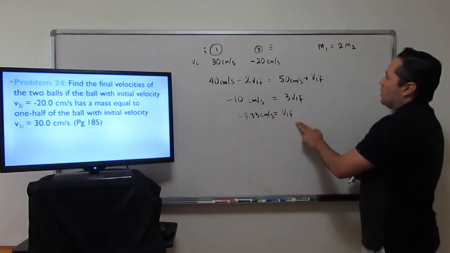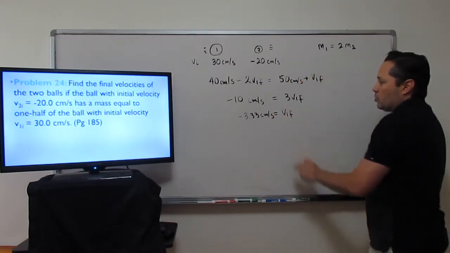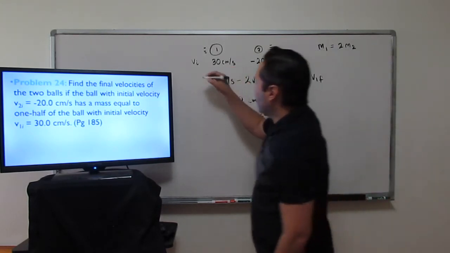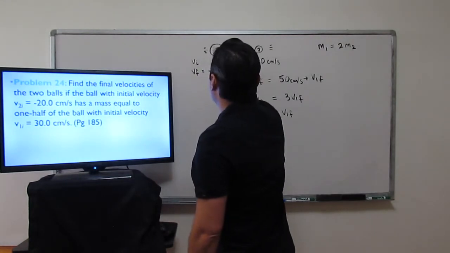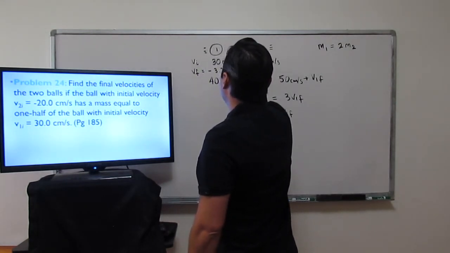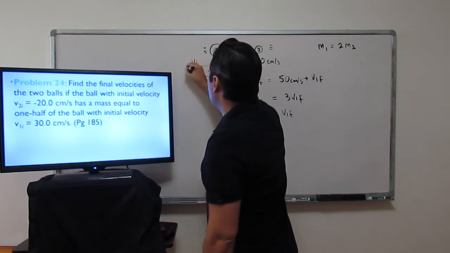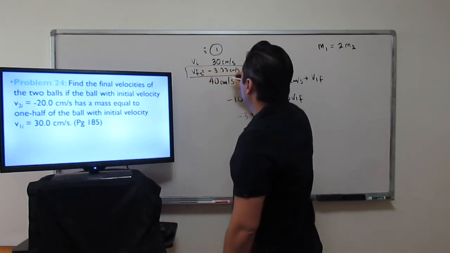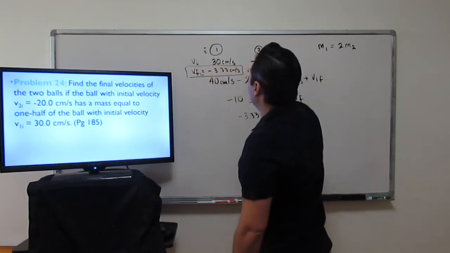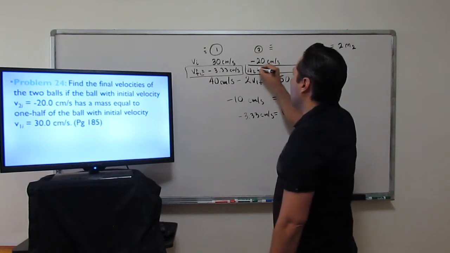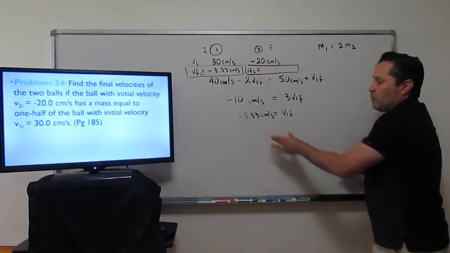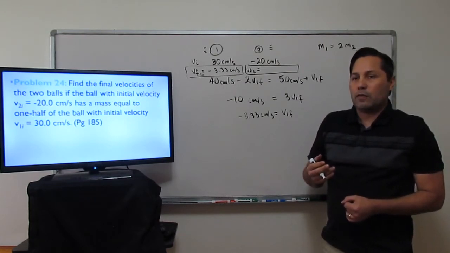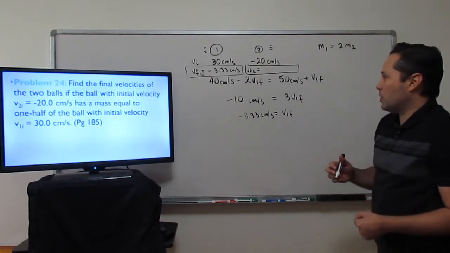Alright, so that takes care of object 1. It has a velocity final of negative 3.33 centimeters per second. The velocity final for object 2 is what we need to figure out next. Now that we know the velocity final for object 1, we can plug it into one of the previous formulas and figure it out.